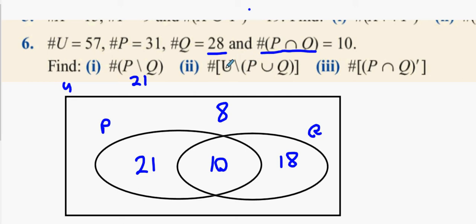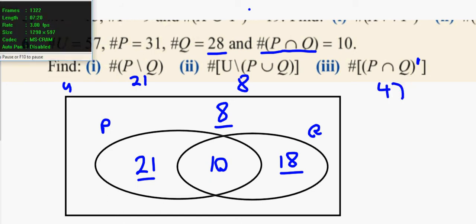Inside U but not allowed in P and Q? 8. How many people are outside, see the little complement here? That means outside P intersection Q. 8, 18, and 21, which gets me 47. Any questions? I'm going to pause you there.